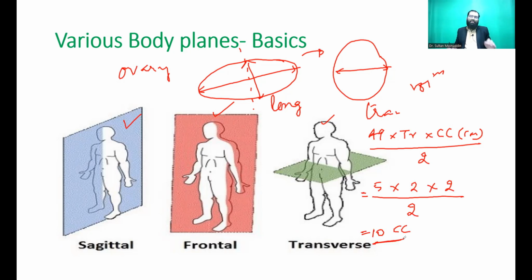Okay, so sometimes if you know the length, you can calculate the volume using this formula. I tell you, this formula is not just used for ovaries. It can also be used for any other collection. Suppose there is a collection and you want to find its volume. The simple method is to take AP into trans into CC and divide it by 2.